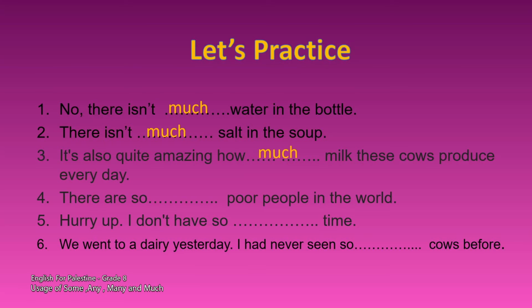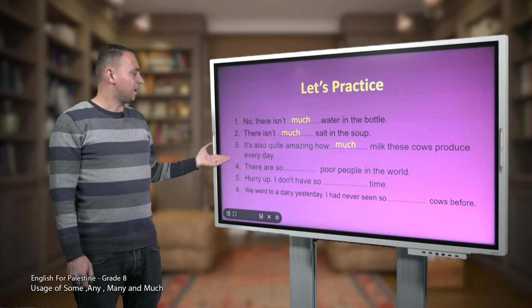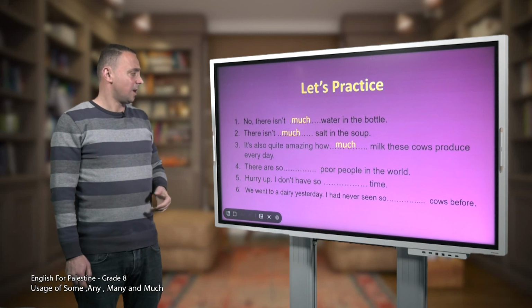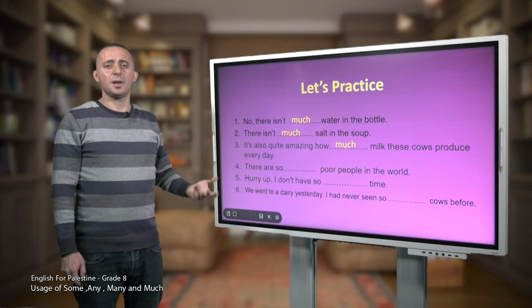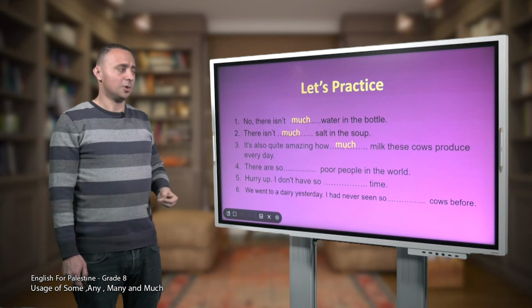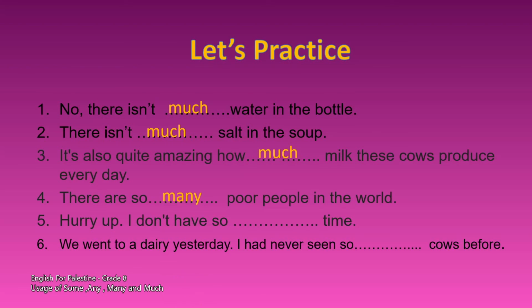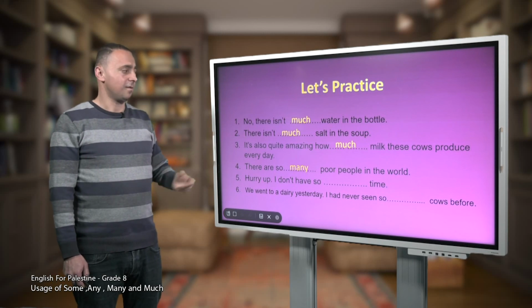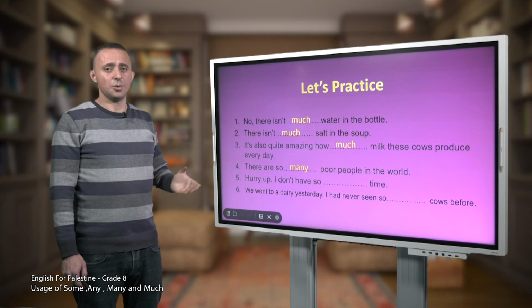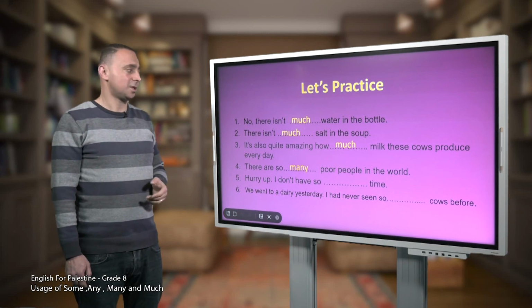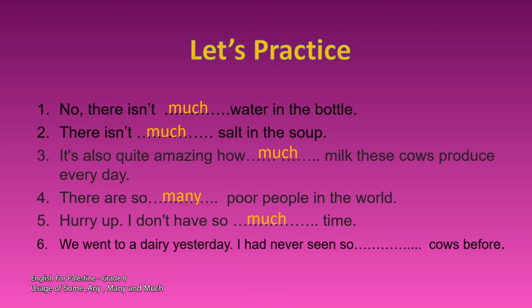What about number 4? There are so poor people in the world. Is poor people a countable or uncountable noun? Countable noun. So we use many or much? Many. Very good. So many poor people. Number 5, hurry up, I don't have so time. Is the word time countable or uncountable? Very good, it's uncountable. So we use many or much? We use much. So the correct answer is much time.